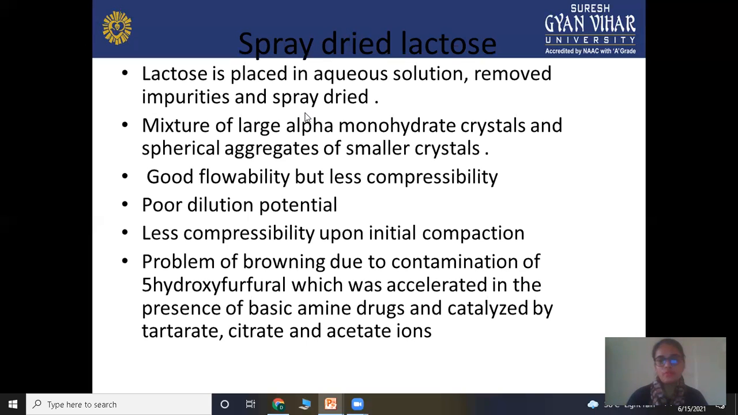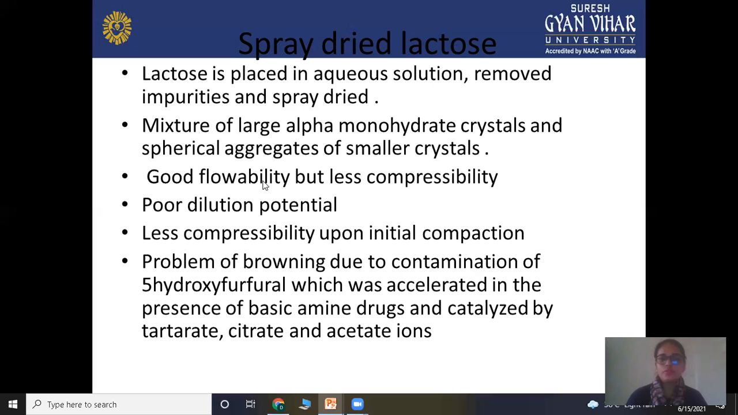Means you form a more pure form, or a better proper form, with the help of this spray dried technique. You remove the impurities with the help of this spray drying. And a mixture of large alpha monohydrate crystals and a spherical aggregate of small crystals are formed. Means in spray drying, you can say that both types of crystal are present in the lactose. There are large alpha monohydrate crystals and maybe a spherical aggregate of smaller crystals is formed.